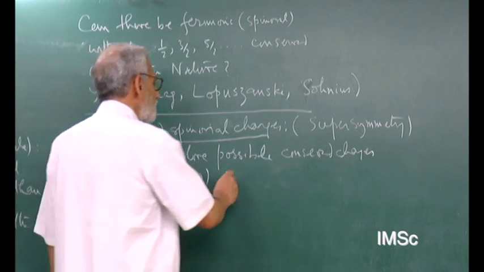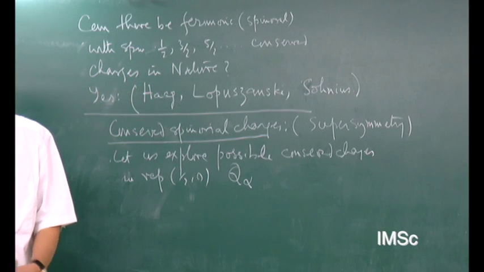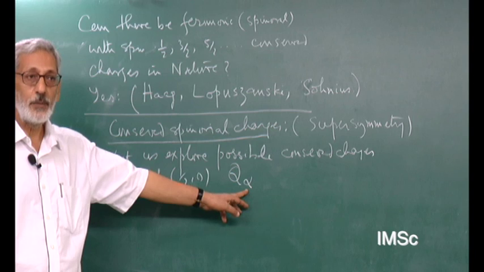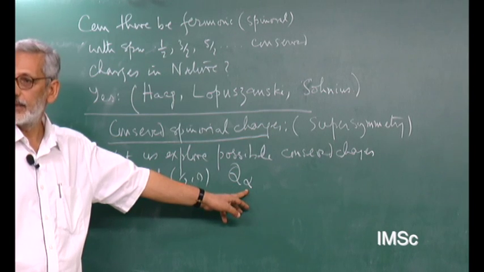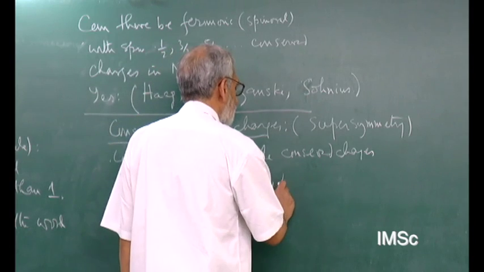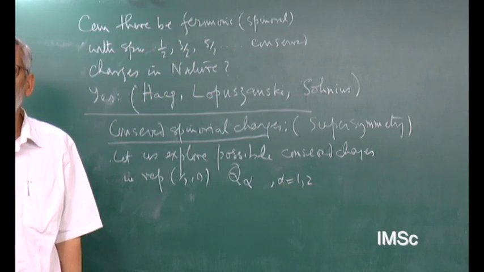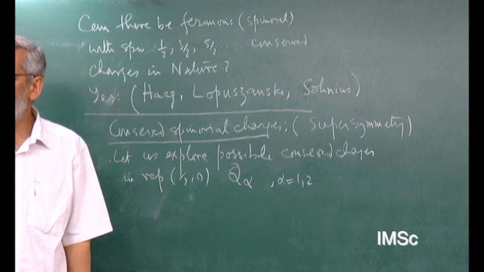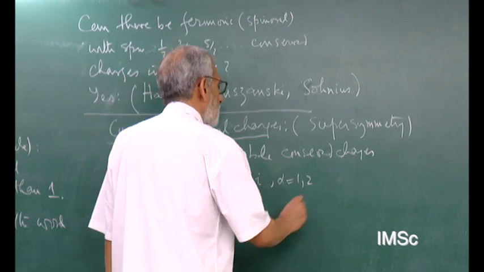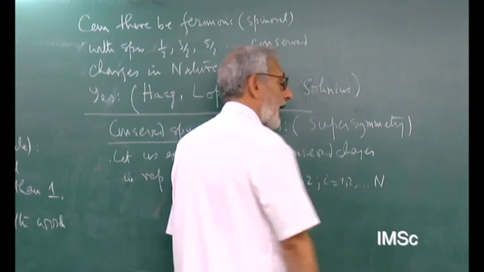And these objects, we label the components. The two-component representation, we label the components with undotted Greek index alpha. But alpha takes values 1 and 2, because there are two components. But there can be more than one such charge. So I equals 1, 2, 3, and let me say there are capital N charges.